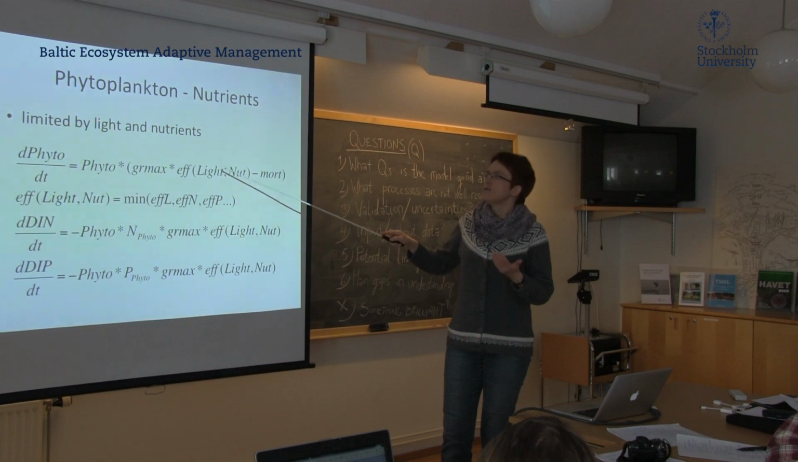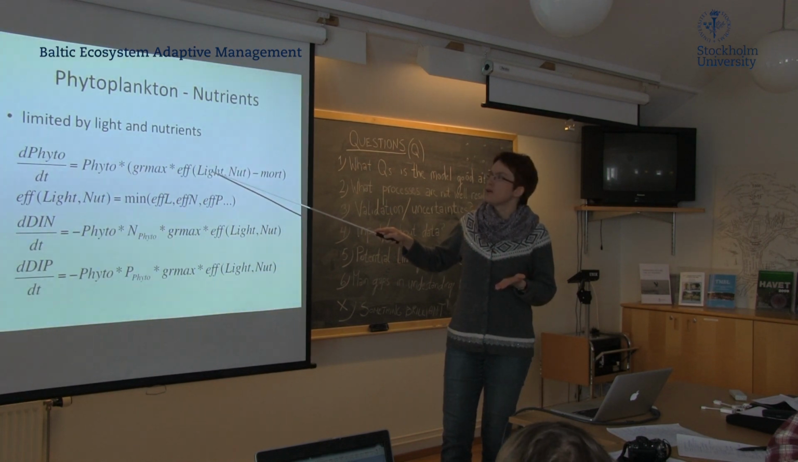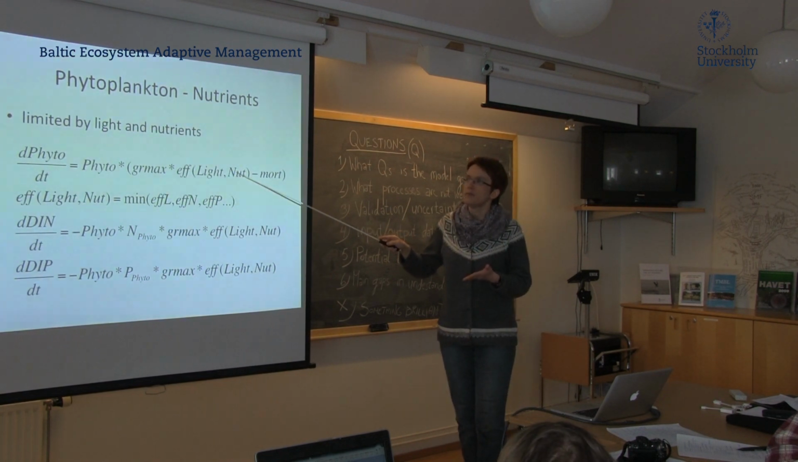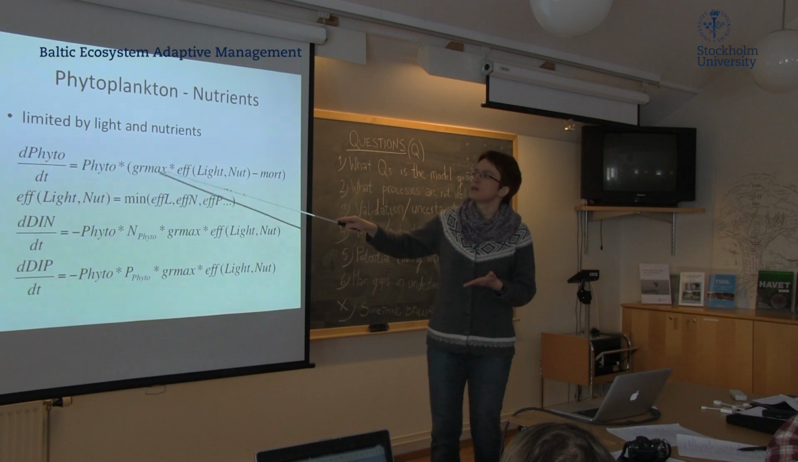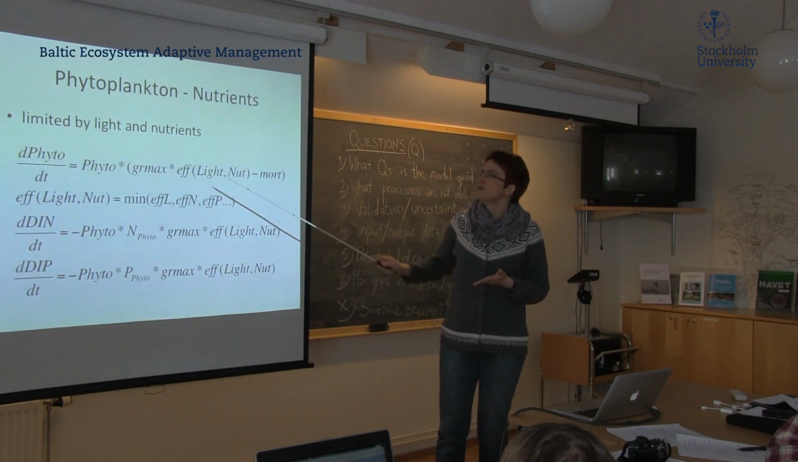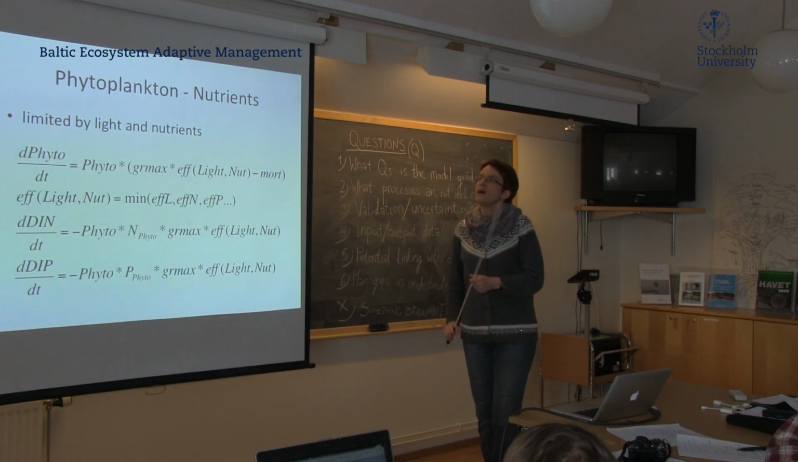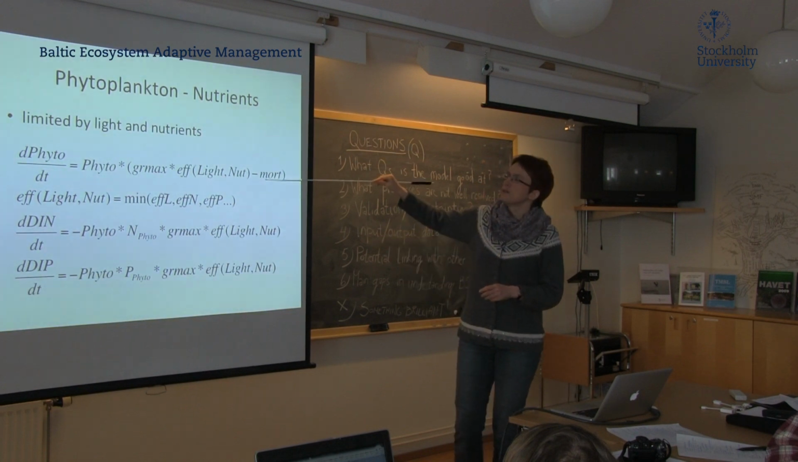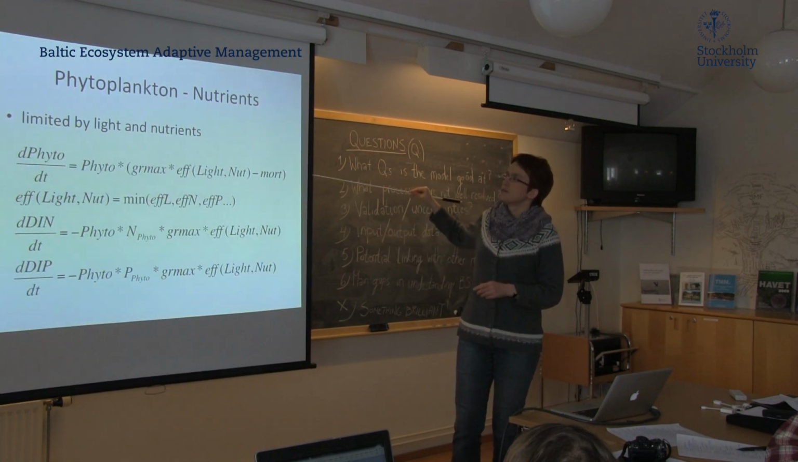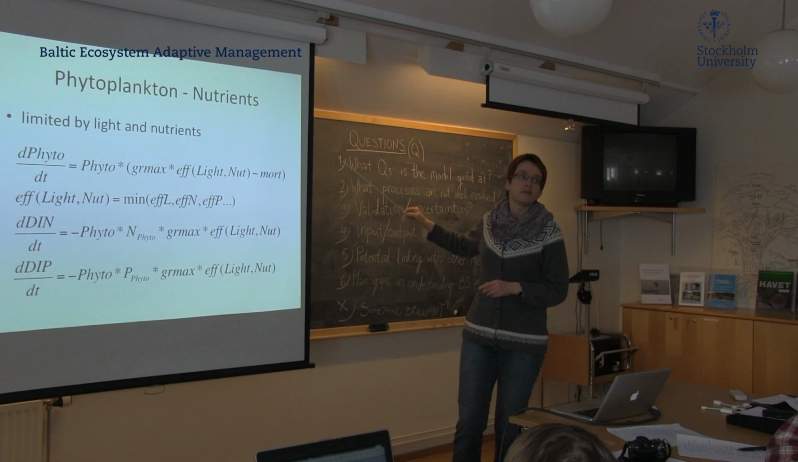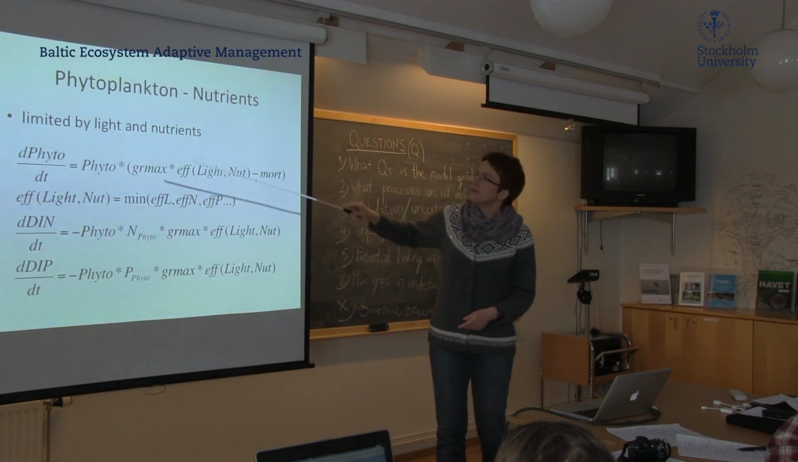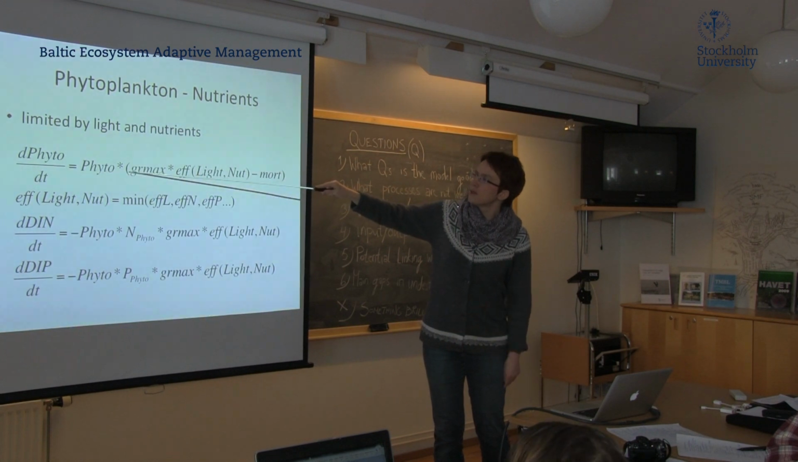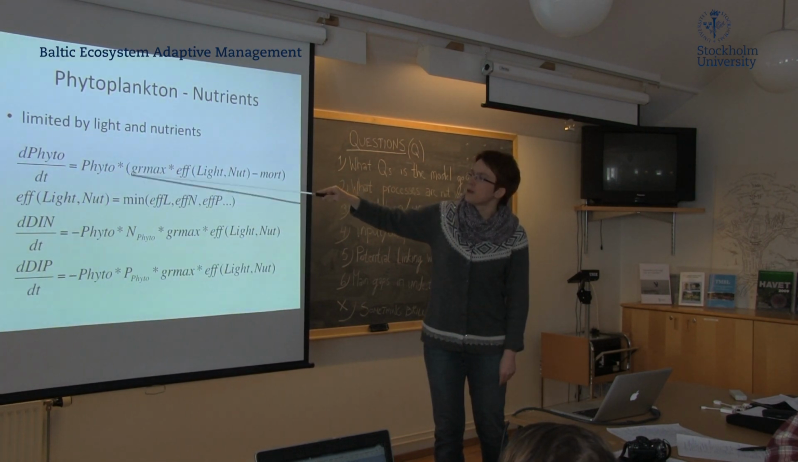So if it's dark, you won't have any growth. If there are no nutrients available, you won't have any growth either. And if the growth conditions are good, both in light and nutrient, you will approach this maximum growth rate. And then you have a mortality term. So phytoplankton is basically dying by itself, and actually this equation goes on, so there's also grazing by zooplankton. I skipped that here.